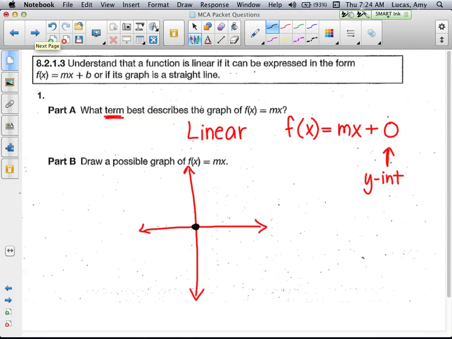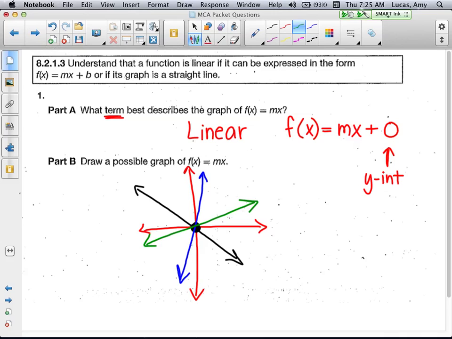So the origin is right here. My y-intercept is 0. Here's a line with a negative slope that goes through the origin. Here's a line with a positive slope that goes through the origin. Here's another line with a positive slope that goes through the origin. All of those lines go through the origin, 0, 0, so they all have a y-intercept of 0. Their equations could all be written in that form, f of x equals mx.